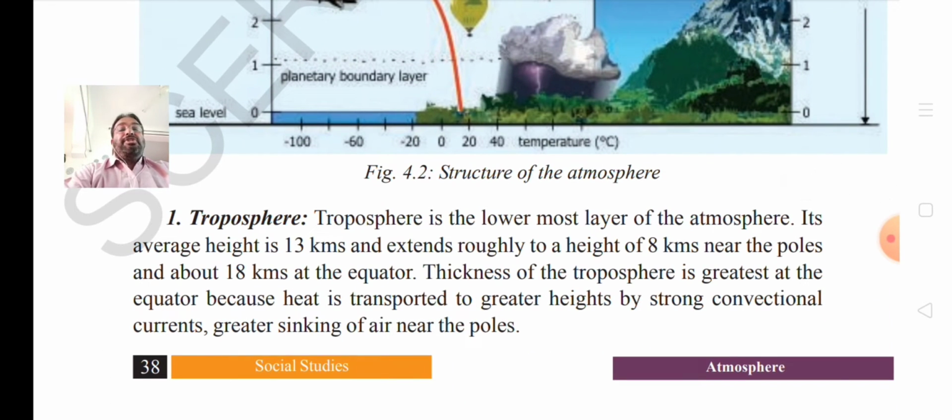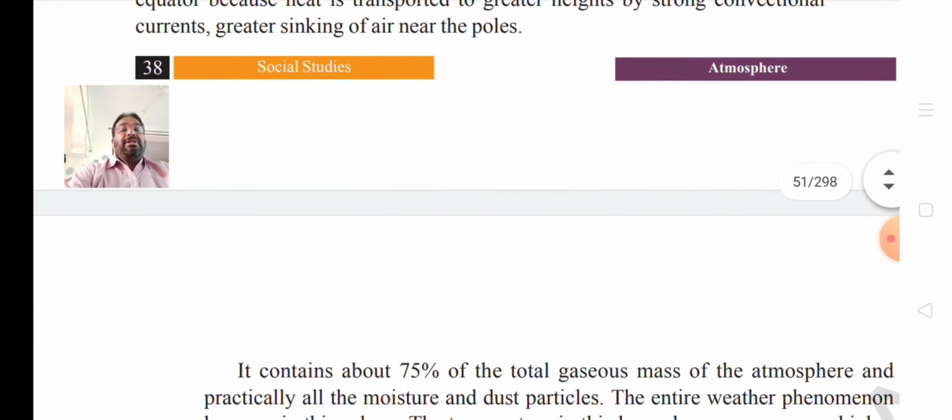So what is troposphere? That is the lowermost layer of the atmosphere. The height is about 13 kilometers, from 8 kilometers near the poles to 18 kilometers near the equator. Thickness of the troposphere is greatest at the equator because heat is transported to greater heights by strong convectional currents, and there is greater sinking of air near the poles.